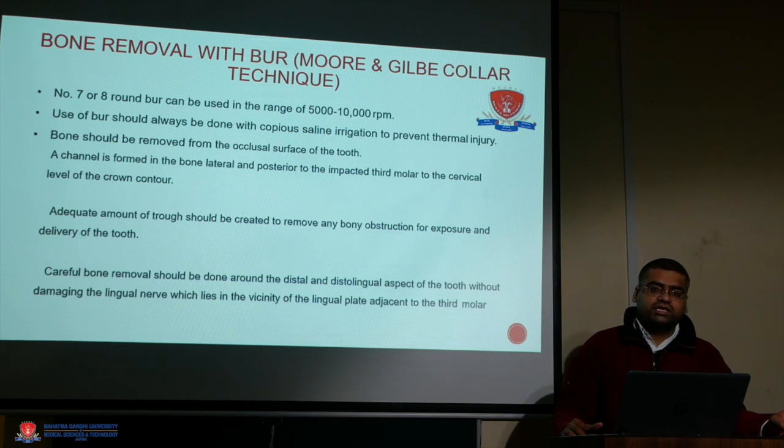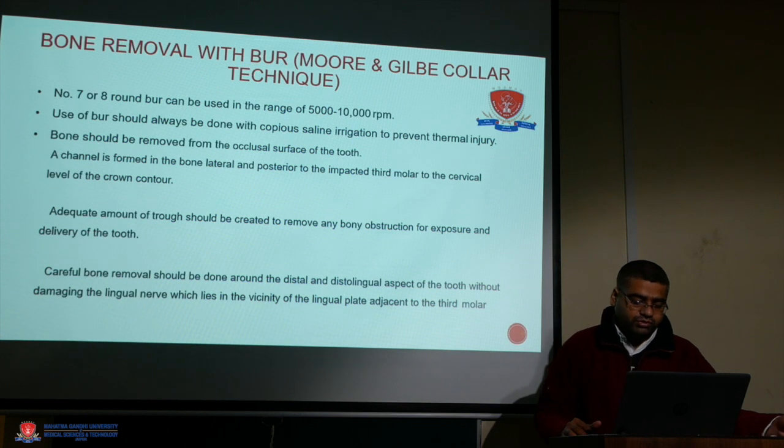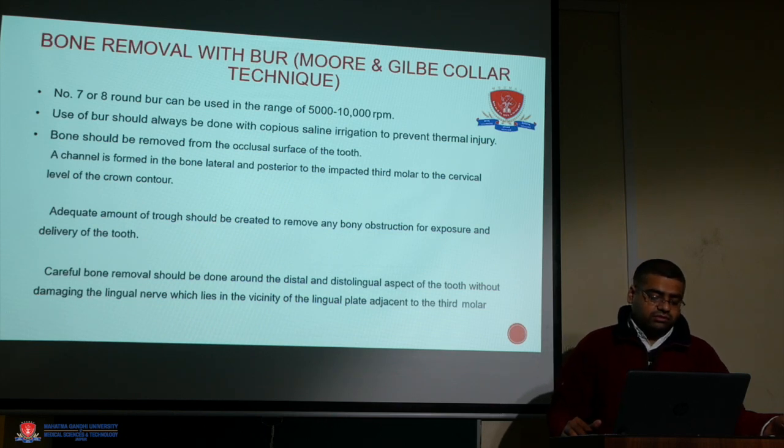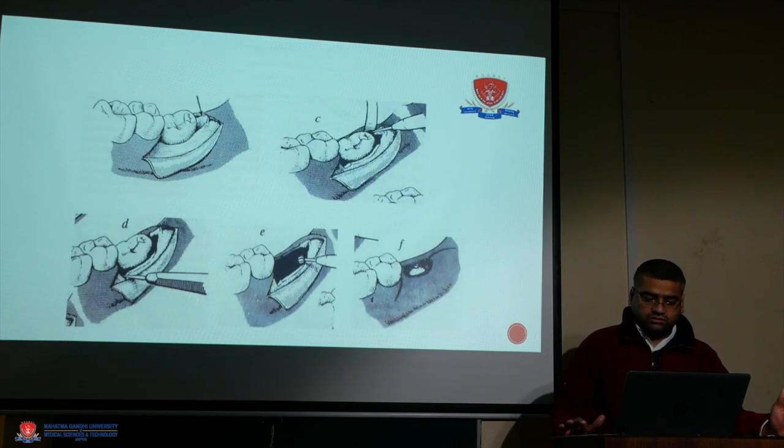A channel is formed in the bone lateral and posterior to the impacted third molar down to the cervical level of the crown. An adequate amount of bone should be removed to clear any obstruction and allow exposure and delivery of the tooth. Careful bone removal should be done around the distal and lingual aspect of the tooth without damaging the lingual nerve, which lies in the vicinity of the lingual plate. We have to be careful while removing the tooth that the lingual nerve remains intact.